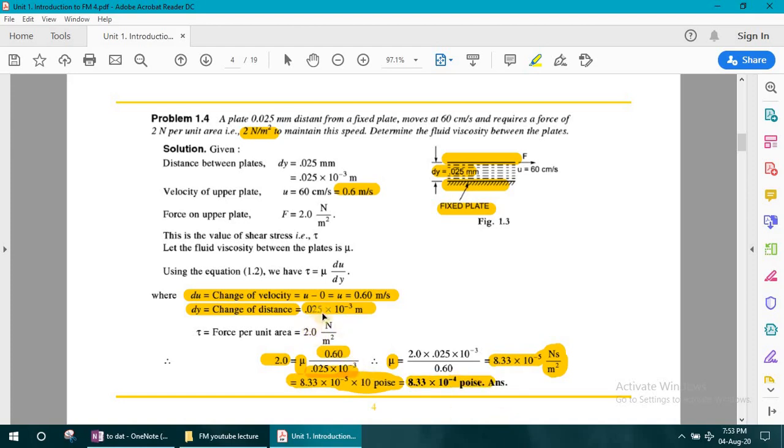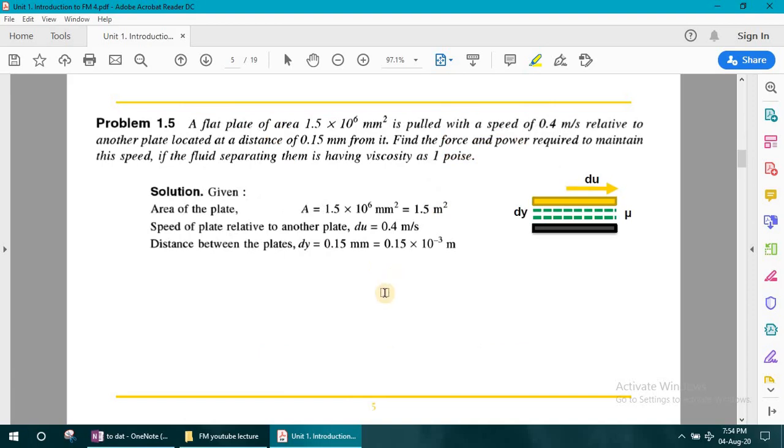So this is a simple formula. Only based on this simple formula you can calculate the problem very easily. This is Newton's law of viscosity. Now we will move towards the second problem. A flat plate of area 1.5 * 10^6 mm square, but our unit is meter square, so we have to multiply by 10 raised to minus 6. So the area of the plate is calculated as 1.5 meter square. As this is in millimeters, we have to convert it into meters.